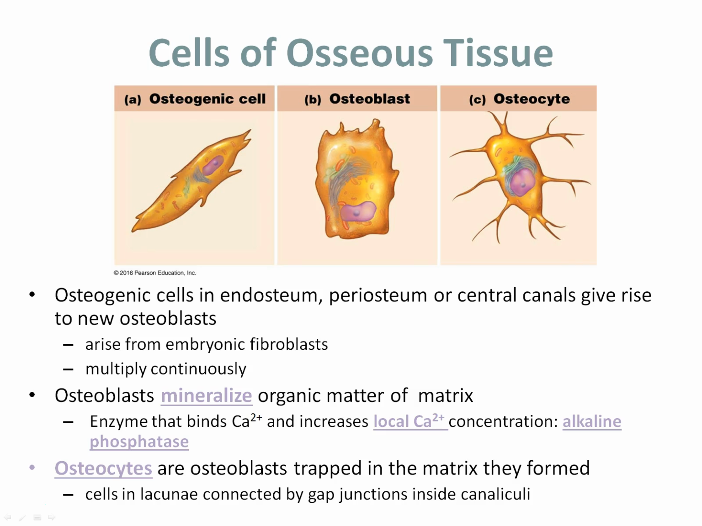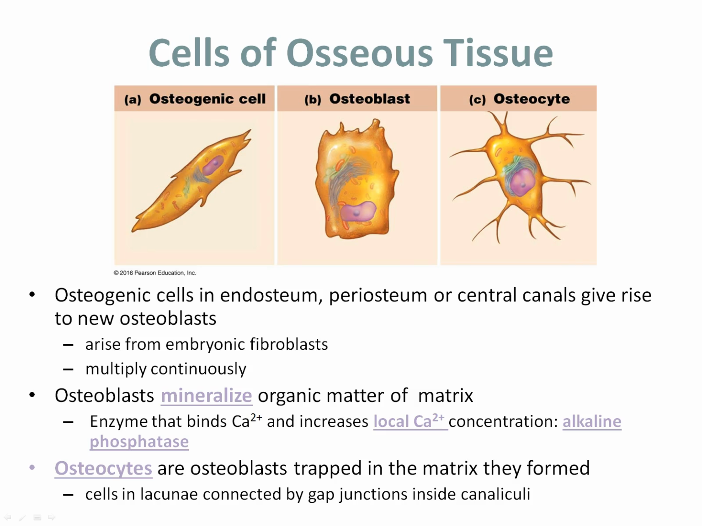Osteogenic cells are in the endosteum, the periosteum, or the central canals, and they can develop into new osteoblasts. These arise from embryonic fibroblasts and multiply continuously. These are a form of stem cell. So these stem cells are around and multiplying and will produce osteoblasts as needed.